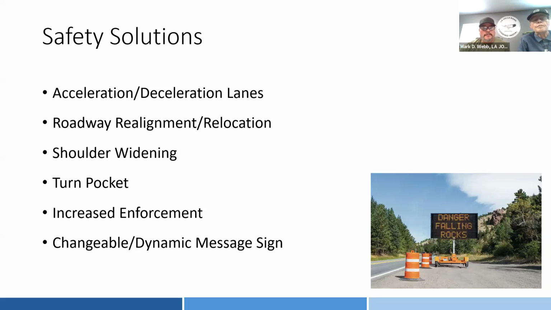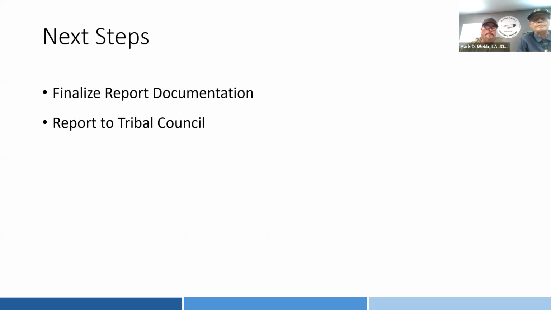Acceleration and deceleration lanes. There's a lot of heavy equipment, big semi trucks that go up and down these roads, and a lot of them lose their brakes. There's really nowhere for them to go but off the road, causing accidents and road delays. Also road realignment, relocation, shoulder widening, turn pockets, increased enforcement, changeable dynamic messaging. Our next steps would be to finalize our report and documentation and report it to Tribal Council.